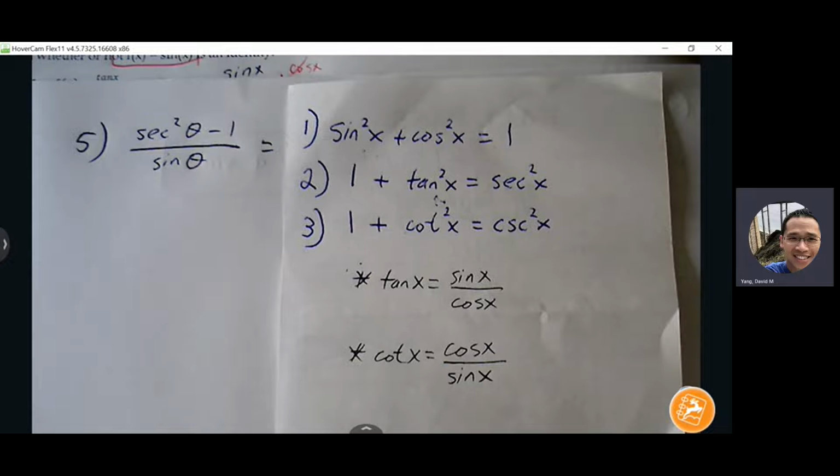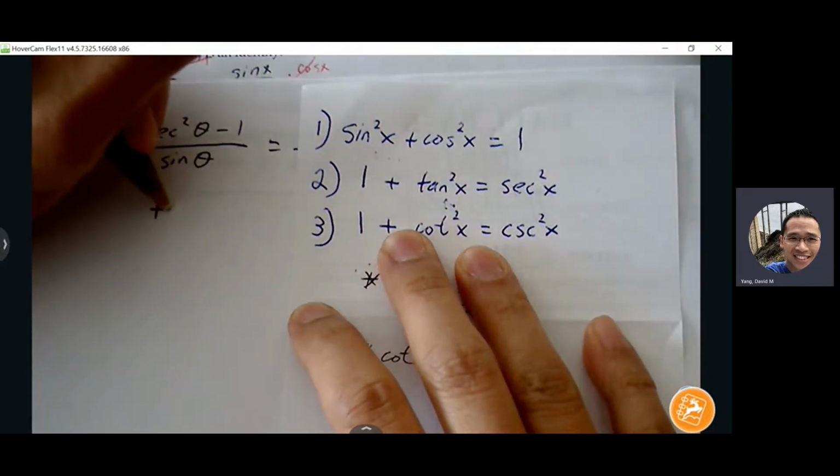Yeah, I see an identity, right? Secant squared minus 1. I can rearrange this second identity here. If I subtract 1 from both sides, secant squared minus 1 is the same thing as tangent squared.